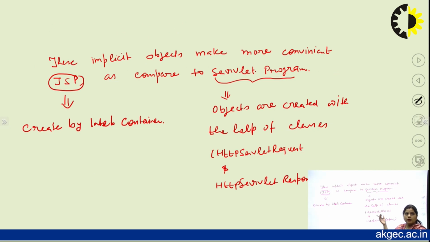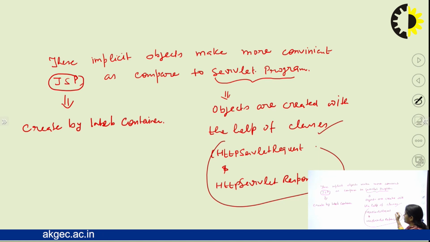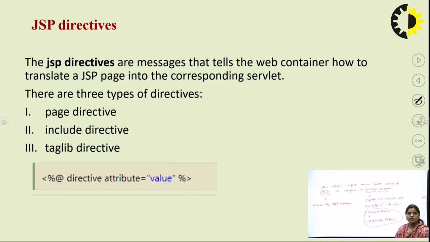So basically what we have seen is that these implicit objects are more convenient as compared to servlet programs, because in JSP the web container creates these objects, whereas in servlets the objects are created with the help of classes only, the classes being HttpServletRequest and HttpServletResponse, which are fulfilled by the web container in JSP.